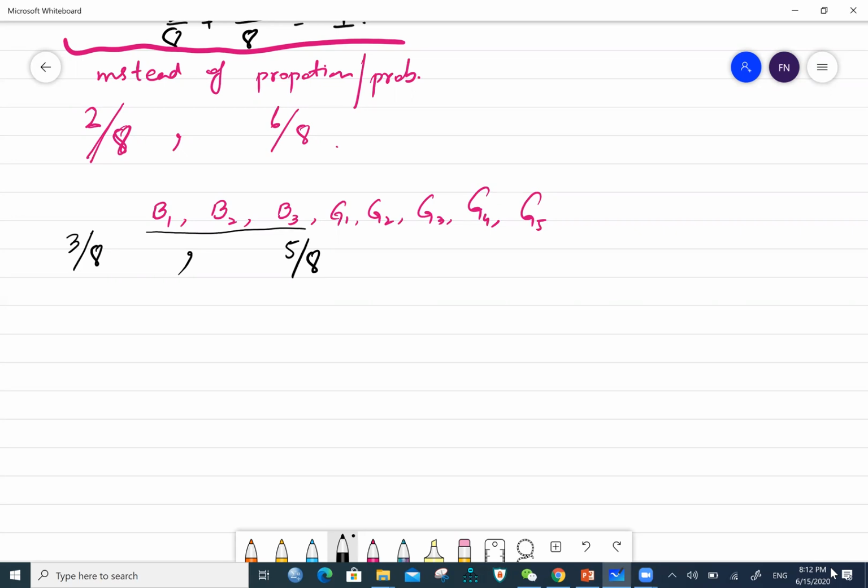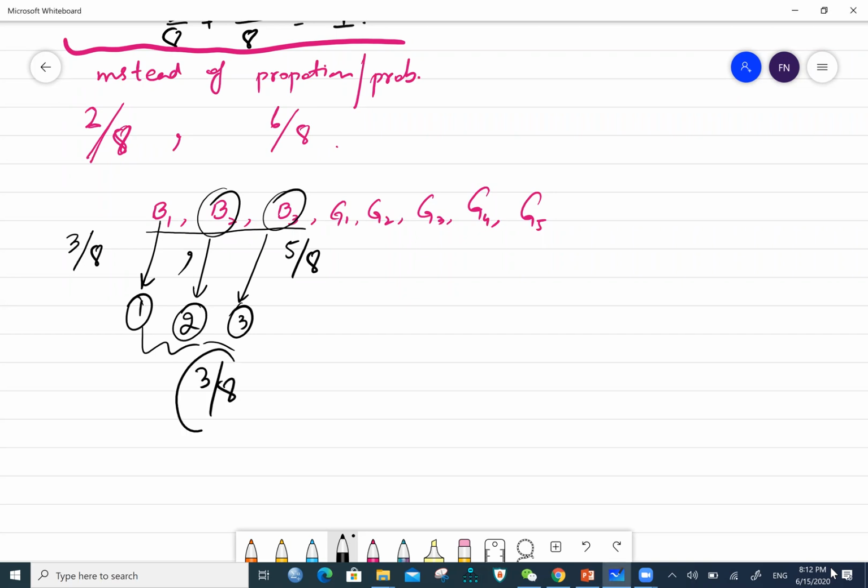For example, there are 3 boys and I want to select one boy. I can select this one, this is my first option. I can select the second one, this is my second option. I can select the third one, this is my third option. So in total, there are 3 options out of 8, so its probability is 3 by 8. There are 3 possible ways I can select one boy out of 8 students.